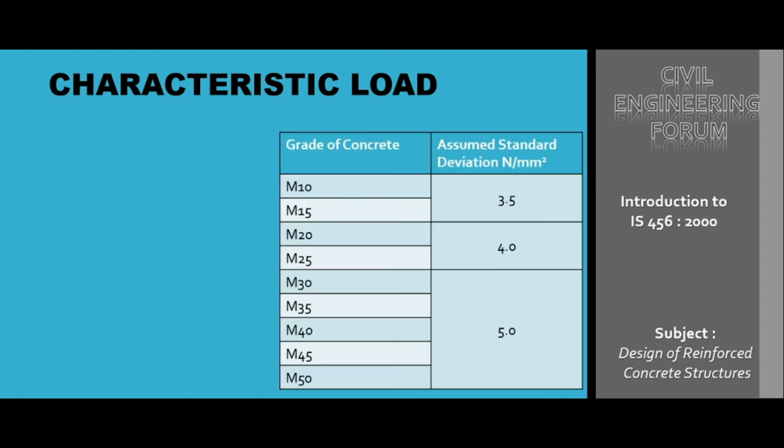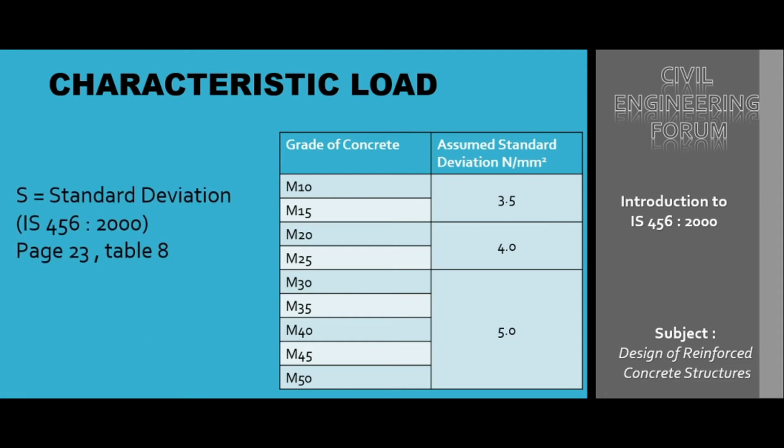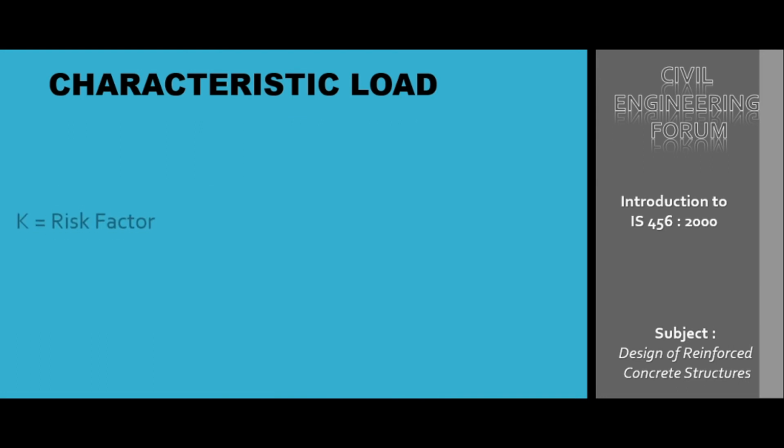Again repeating, the standard deviation comes from the table in IS code 456-2000, page 23, Table number 8, where if our grade of concrete is M10 or M15 then the assumed standard deviation is 3.5 Newton per mm square, and if the grade of concrete is M20 to M25 then the assumed standard deviation is 4, while if our grade of concrete is M30 to M50 then our assumed standard deviation is 5 Newton per mm square. So this is about the standard deviation.